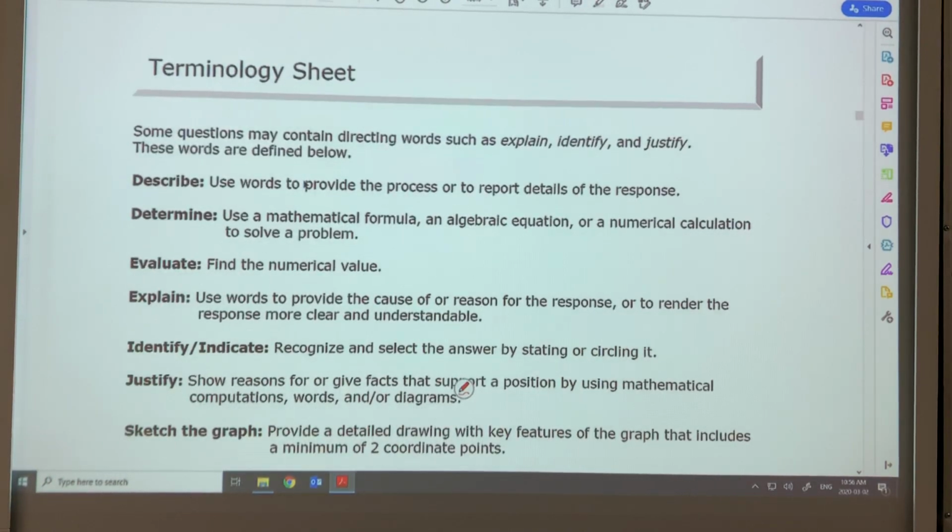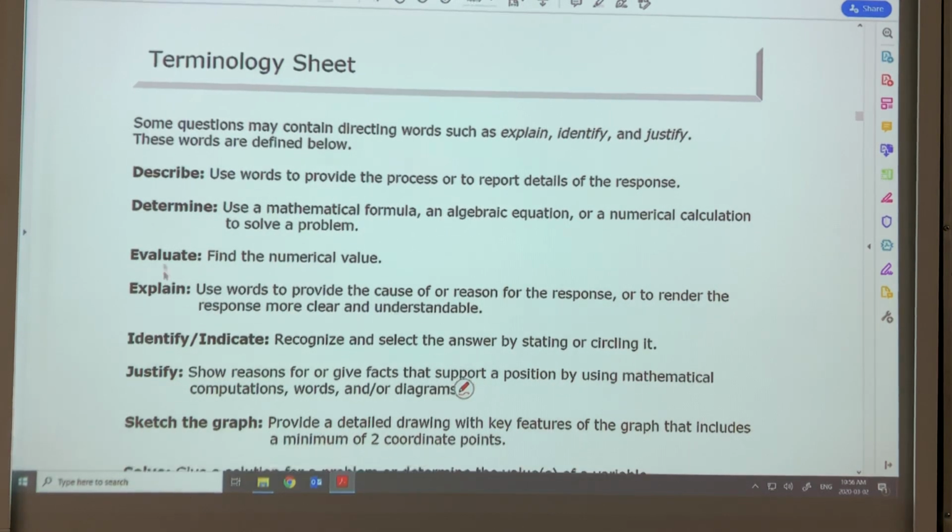Oh, here's our terminology sheet. Describe, just from before, use words. Explain is use words, basically. Justify is when you can actually show some math, supported by mathematical computation.